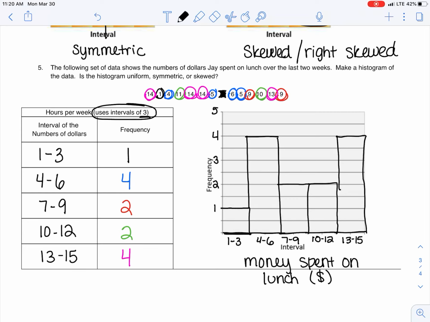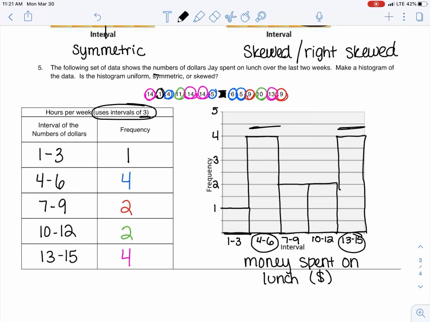Okay, now we're done with the histogram part, but it says, is this histogram uniform, symmetric, or skewed? This one's kind of hard to tell because from 4 to 6 has a peak, and from 13 to 15 has a peak because it's higher up here. Okay, so really, I would accept a couple different answers on this.